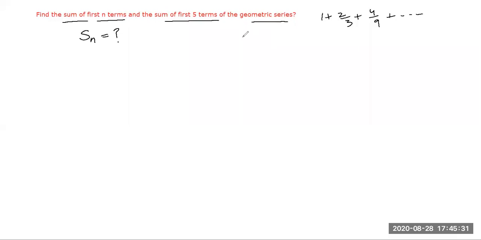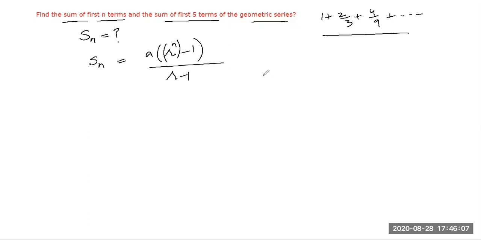Yes, students, I forgot to write the series. This is the series. So it says find the sum of first n terms and sum of first 5 terms of the geometric series. First we will find the sum of first n terms. What is the formula for the sum of first n terms? a into r raised to power n minus 1, divided by r minus 1. Right? So now, let's go further.